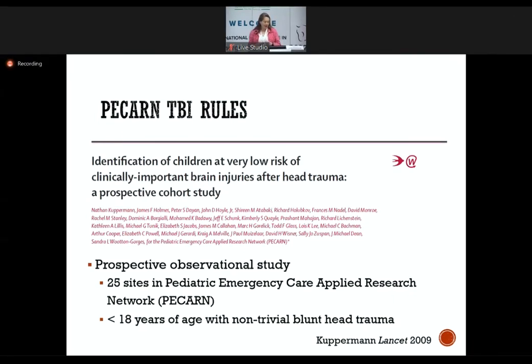We have a really high-quality study led by Nate Kuppermann from UC Davis, the PECARN TBI rules, and I'm interested to hear if they're used here in the Kingdom of Saudi Arabia. But this is a study which has changed practice in the US and many parts of the world. It involved 25 sites in the Pediatric Emergency Care Applied Research Network, and they looked at kids less than 18 years of age with non-trivial blunt head trauma.